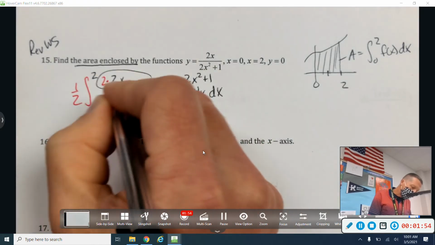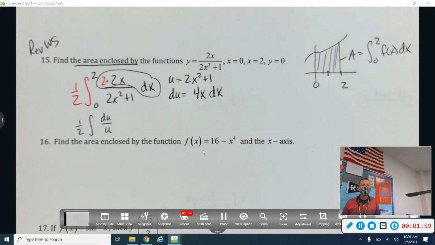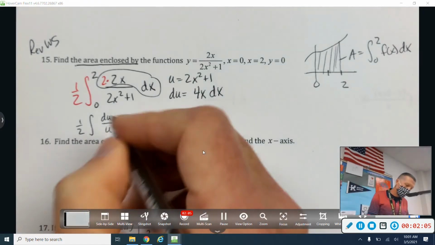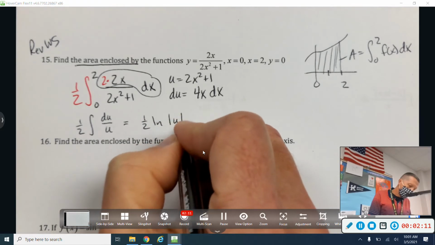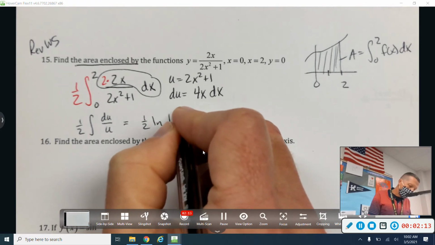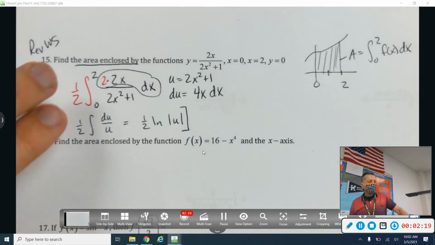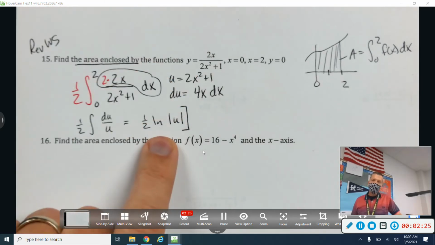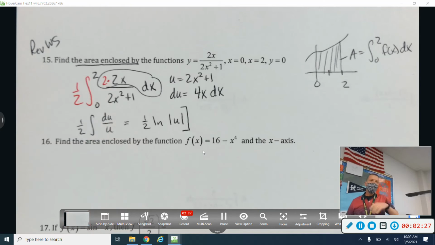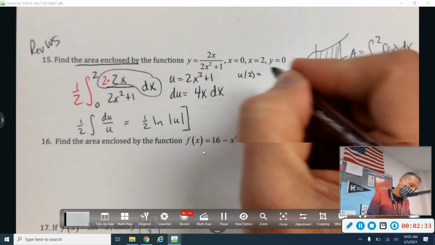So 1/2 du over u. What's the integral of du over u? Natural log. So 1/2 natural log of u. And then we've kind of done them both ways today. I can change my limits to u limits and plug them in, or I could put 2x squared plus 1 back in for u and use the original x limits. Either way, I generally prefer switching the limits, so I'm going to switch the limits to u limits.